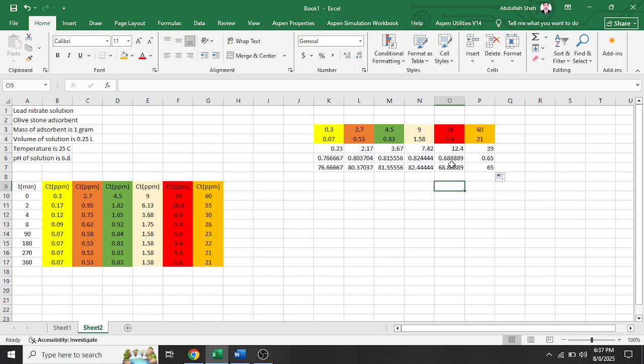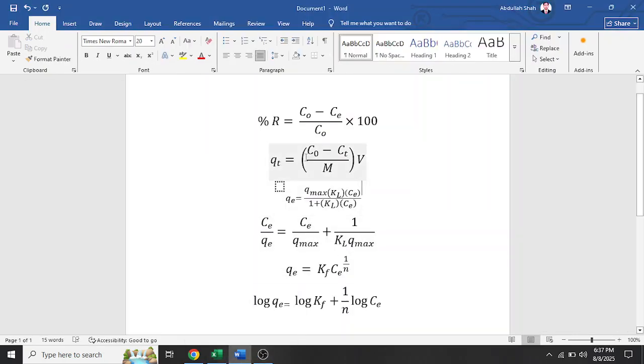So these are the percentage removal. In these various experiments, these are the percentage removal of lead ion by the adsorbent, which is 1 gram. Now this is the adsorbent uptake with the passage of time.